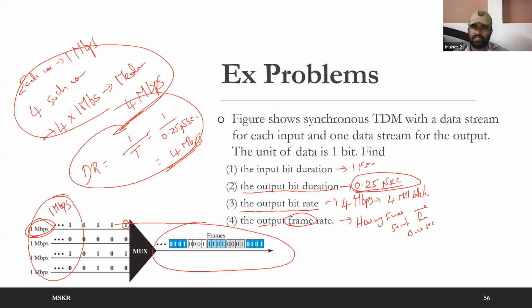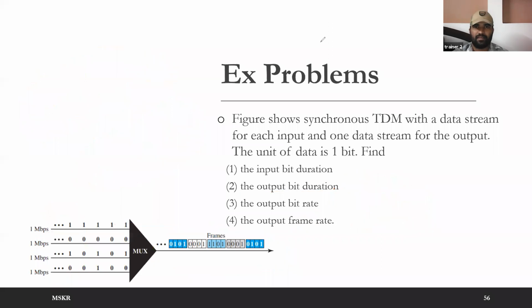I got one answer, 5H4, it is right. 5K6, it is wrong. See, one microsecond, 0.25 microsecond. This is 4 Mbps. This is bits per second.